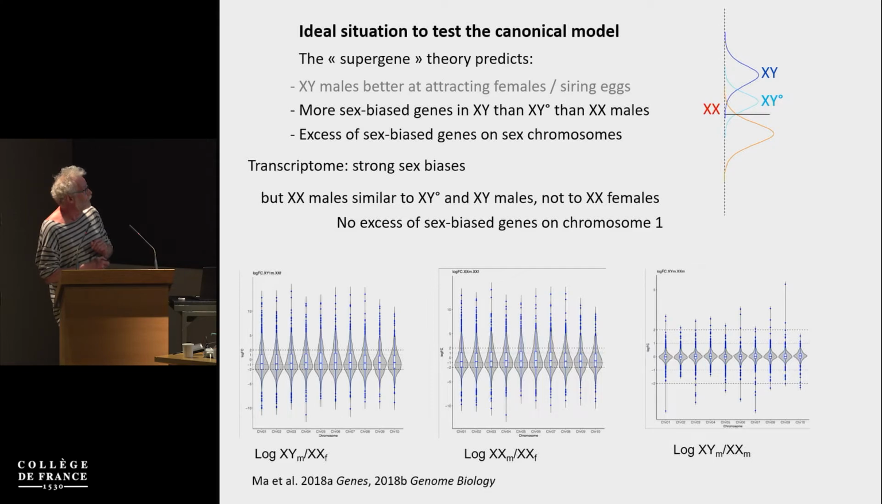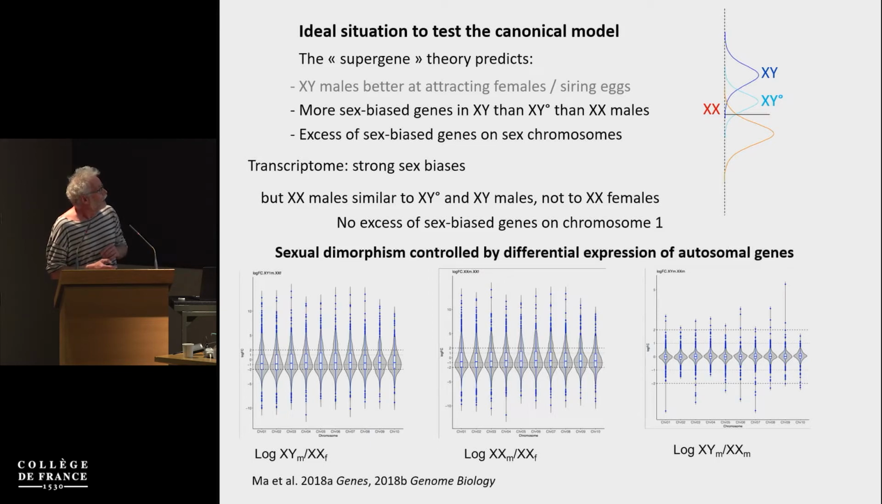And also, this is a sex chromosome, number one, and there is absolutely no difference between sex chromosome and autosomes in terms of sex-biased gene expression. So our conclusion is that sexual dimorphism is actually controlled by the differential expression of autosomal genes much more, or maybe uniquely, rather than the fixation of male beneficial genes on the sex chromosome.